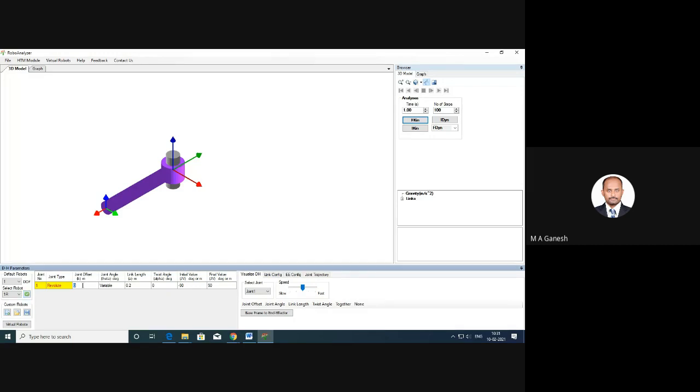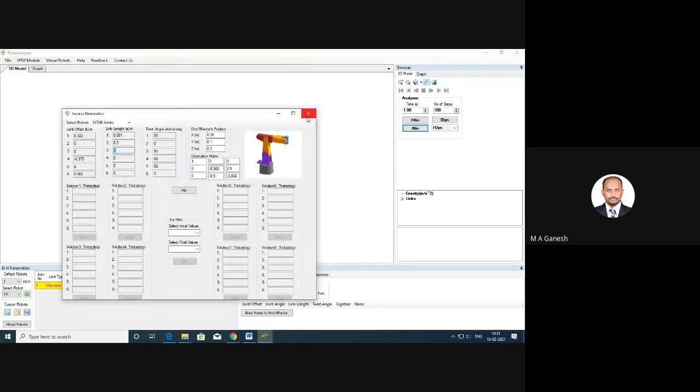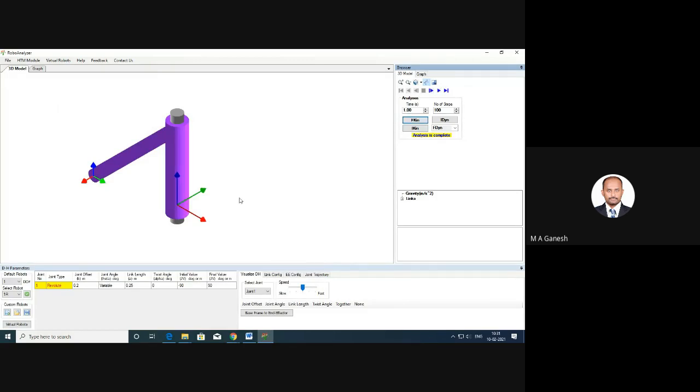If you change the joint offset to 0.2, you can see here an increase in this length. This is along the Z axis. So if you change the joint offset, you get an increase in the length along the Z axis. This is link length. If you change to 0.25, you will get an increase in the length.